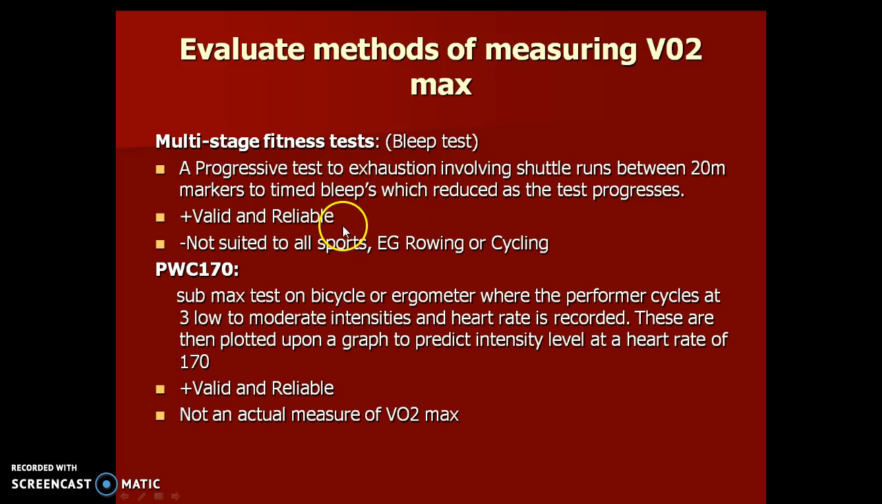So what do we need to know? You need to be able to evaluate it. So what we're looking at, first of all, this is how you describe it. Progressive test to exhaustion between 20 meter markers, with a bleep obviously to symbolise when you should be turning. Now the good thing about this is it's valid, it measures what it's supposed to measure, and if you do it over and over again it's going to be the same.